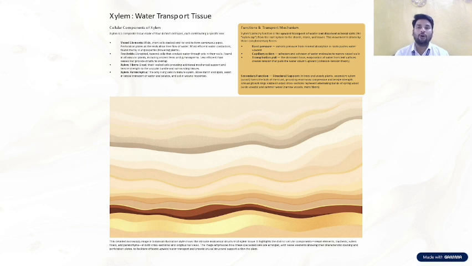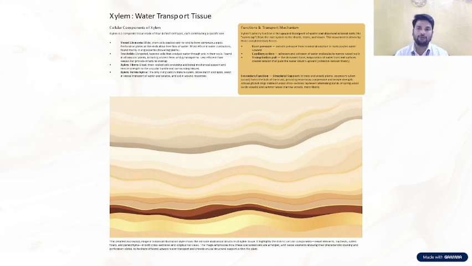Xylem, a water transport tissue, and the cellular components of the xylem. Xylem is a complex tissue composed of four types of distinct cells, each contributing a specific role. Xylem is composed of vessel elements, tracheids, xylem fibers, and xylem parenchyma.